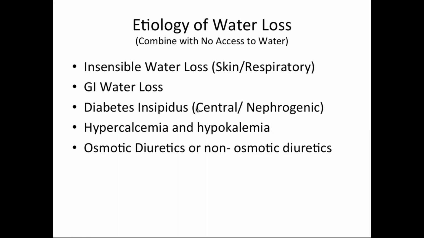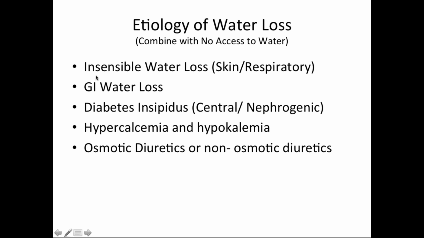Now let's come to the etiology of hypernatremia and the different mechanisms by which it happens. As we've discussed before, you can have water loss, but if thirst is active and they can get their hands on water, they will not develop hypernatremia. So there has to be a combination with no access to water to develop hypernatremia.